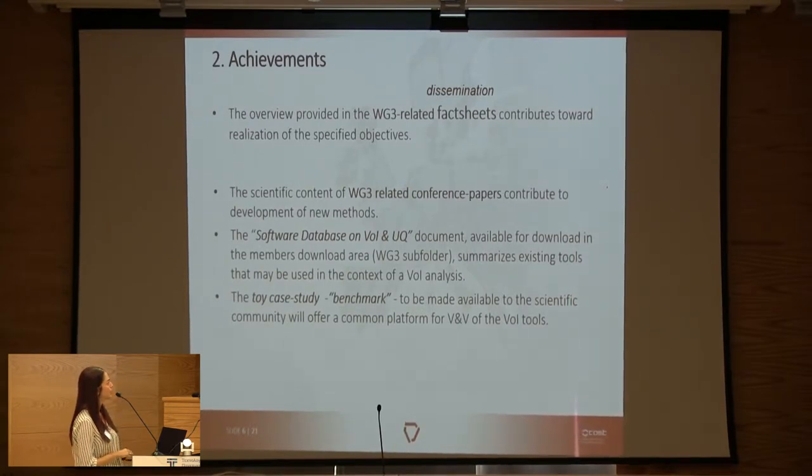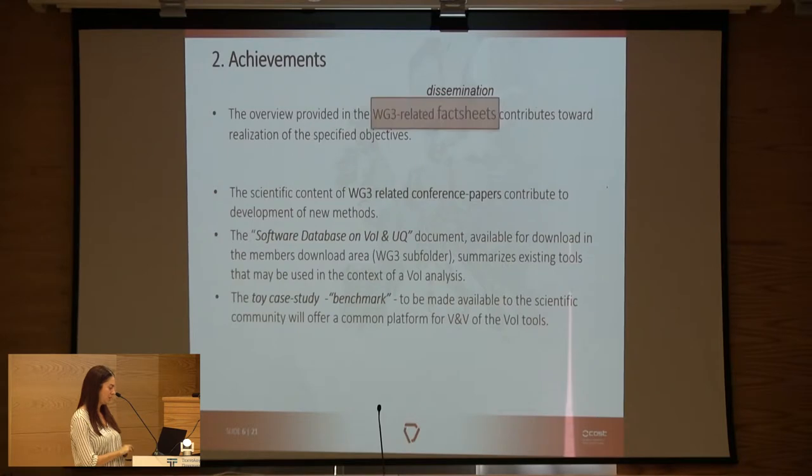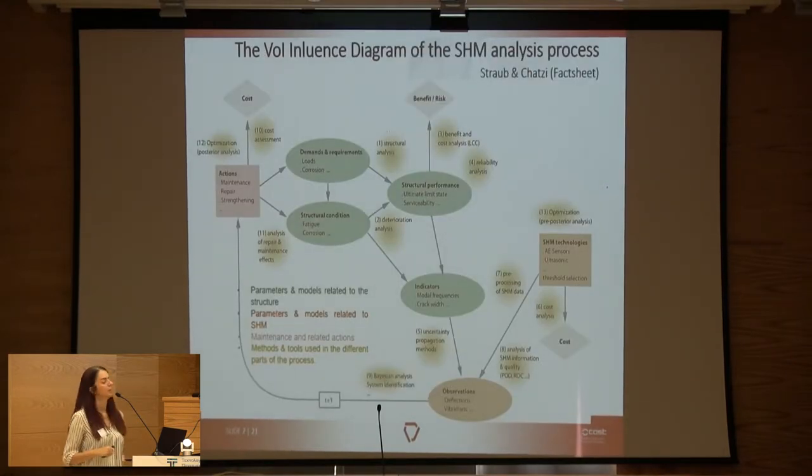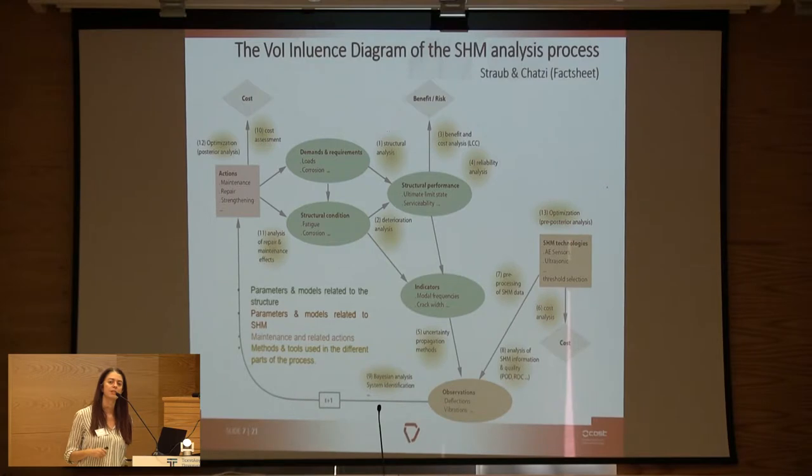The first one has to do with the aggregation of fact sheets that really contributed to the identification process of the methods that are involved in the value of information framework. And let me start actually with this. As mentioned, this is the influence diagram on which we base the vocabulary we try to develop and also the methods that we will consider as fitting for this task.